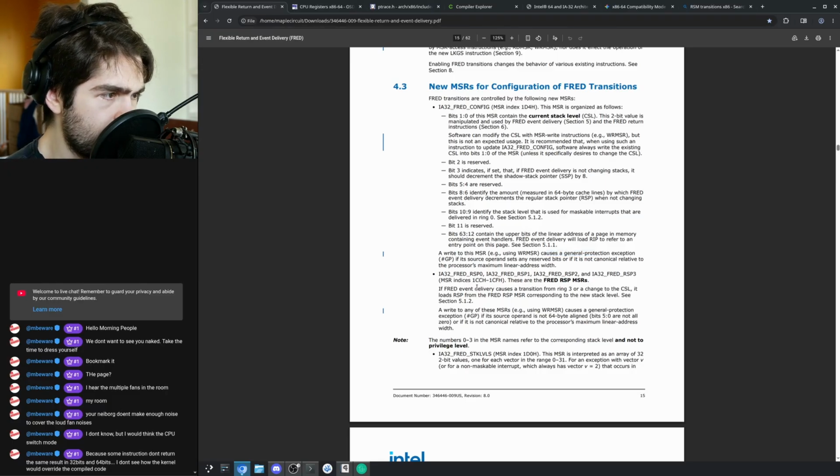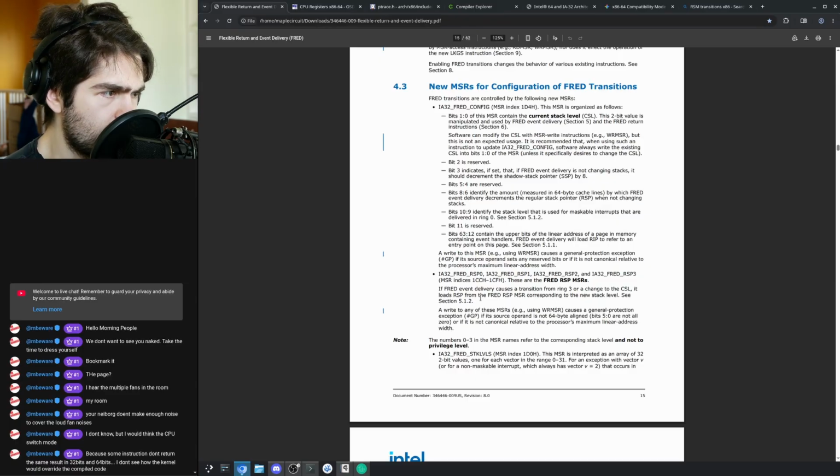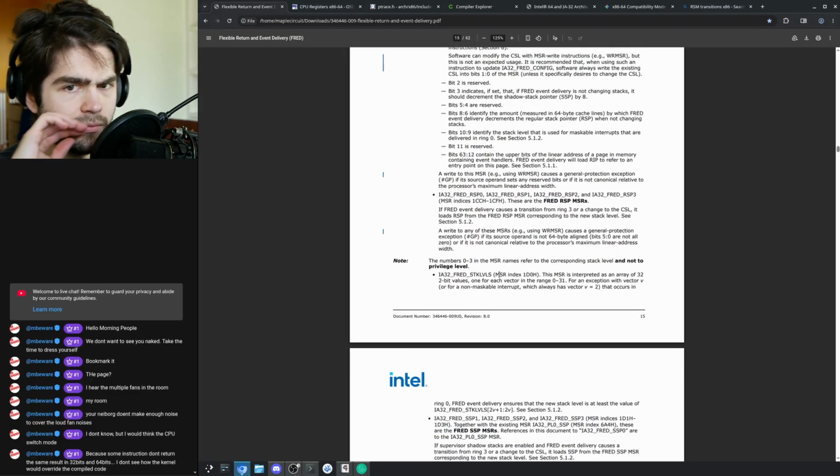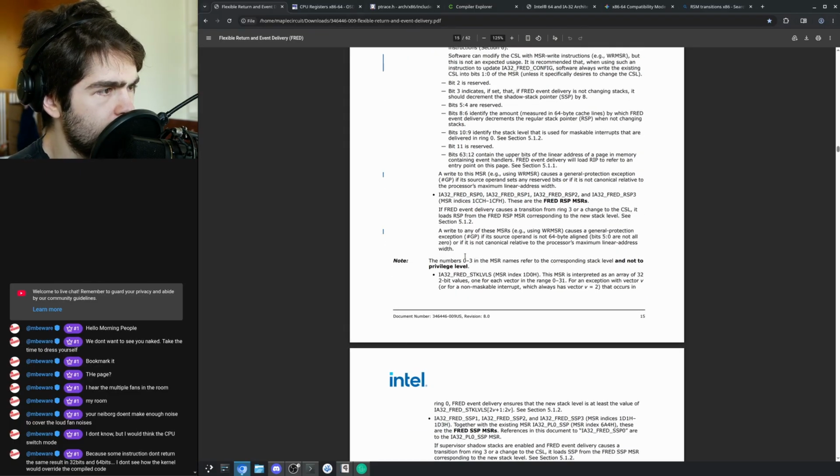If Fred event delivery causes a transition from ring 3 or a change to the CSL, so the current stack level, it loads the RSP from the Fred RSP MSR corresponding to the new stack level. Okay, I'm not understanding everything here, but I think we'll get there. For now, it's already making more sense, right?